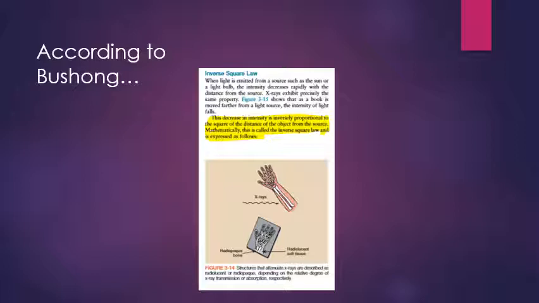So let's talk about the world of the inverse square law according to Bushong. The inverse square law is when light is emitted from a source such as a sun or a light bulb, the intensity decreases rapidly with the distance from the source. X-rays exhibit precisely the same property. Figure 3-15 shows that as a book is moved farther from a light source, the intensity of the light falls. This decrease in intensity is inversely proportional to the square of the distance of the object from the source. Mathematically, this is called the inverse square law, and it's expressed in the equation that we've already gone over.